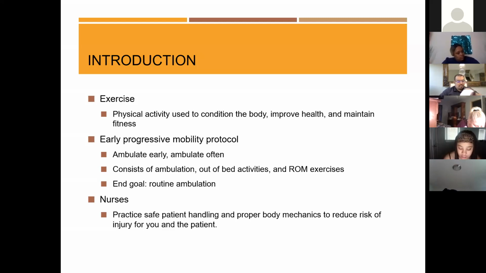But everybody's a little different depending on your pain levels and what have you. So whatever your patient is going through, we want to make sure that we're getting them up out of bed.